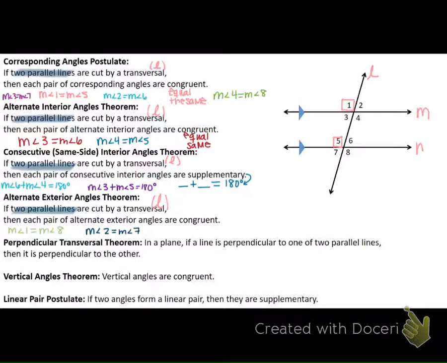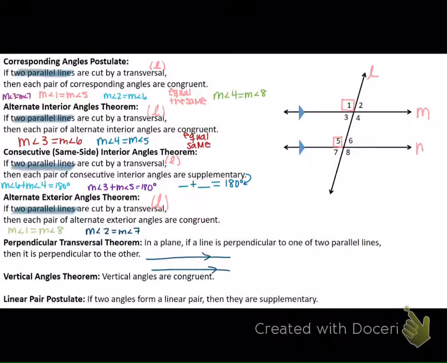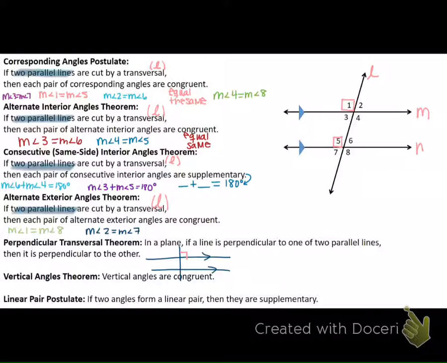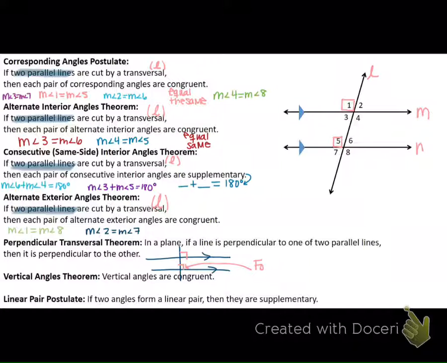So the next one is just the perpendicular transversal theorem. In a plane, if a line is perpendicular to one of the parallel lines, then it is perpendicular to the other. So all this is saying is if I have two parallel lines, and I know this top one is perpendicular, it forces the bottom one to be perpendicular.